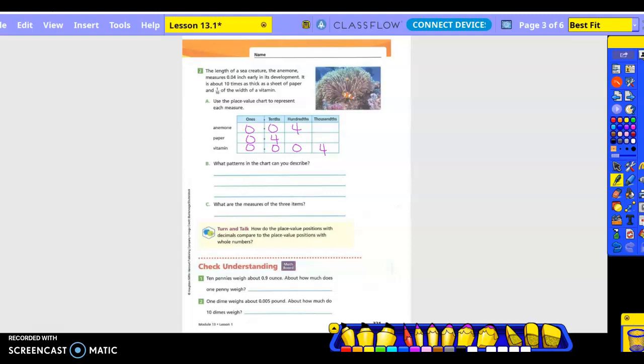Oh, hold on. Sorry, I read that backwards. It said that the paper is 10 times bigger than that. So the paper should be what? Yeah, the 4,000. And the vitamin should be 4/10. Yeah, I read that backwards. Sorry. What patterns in the chart can you describe? So basically, you're either moving the decimal to the left or to the right.